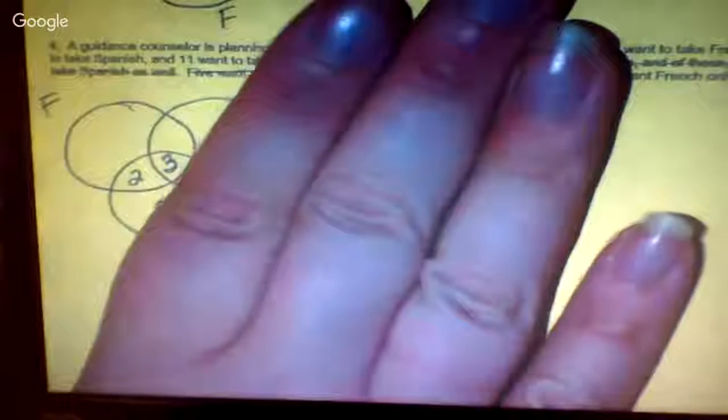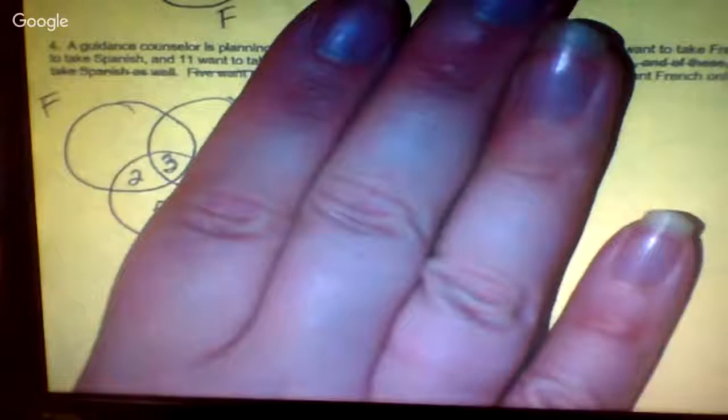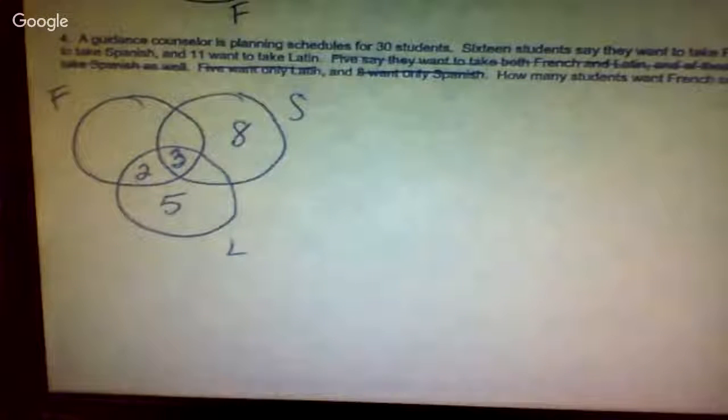There's only one circle here that only has one space open. French. My French circle has one space open. Oh, and no, it has two. It's got the outside and the middle part. Which one only has one space to fill in? Latin. Just the Latin circle. Yes, we're filling in the Spanish and Latin part, but that's not what I asked.